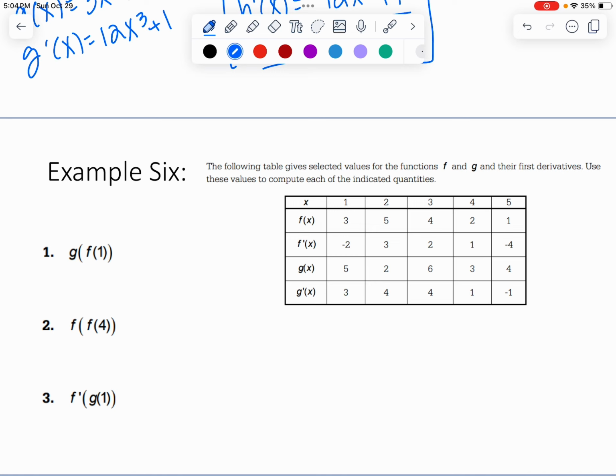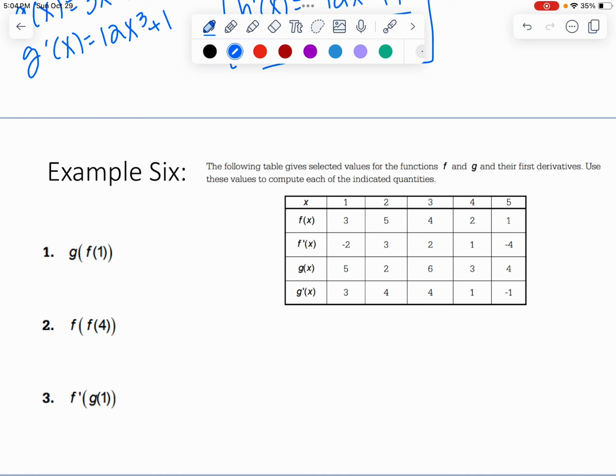One more problem, and this one you have a table. Again, these are common problems. It's really there to make sure that you actually recognize the chain rule. The following table gives selected values for the functions f and g and their first derivatives. Use these values to compute each indicated quantity. Number 1 says g of f of 1.